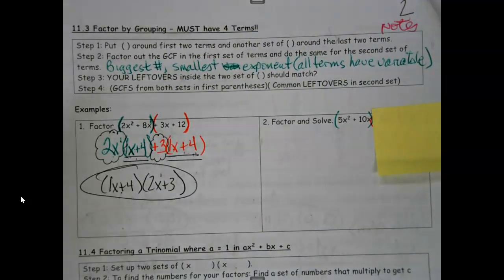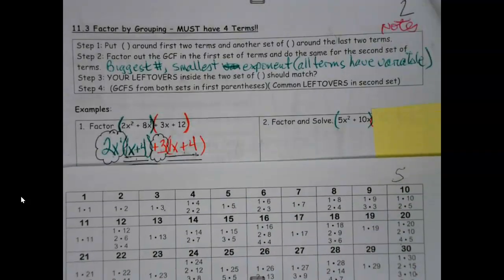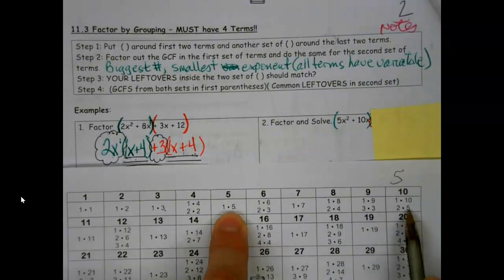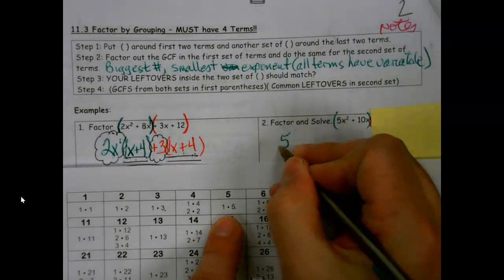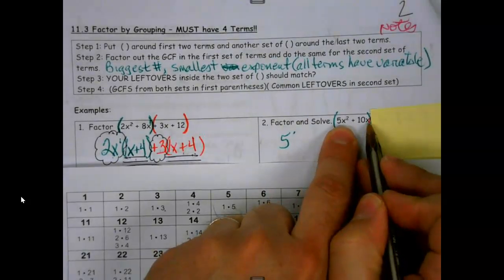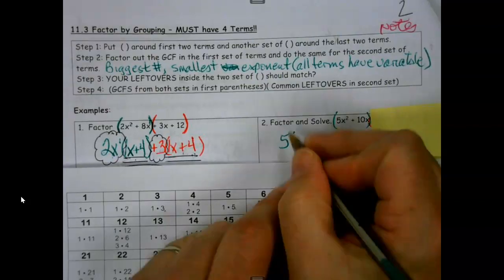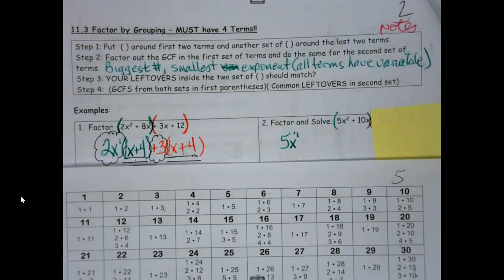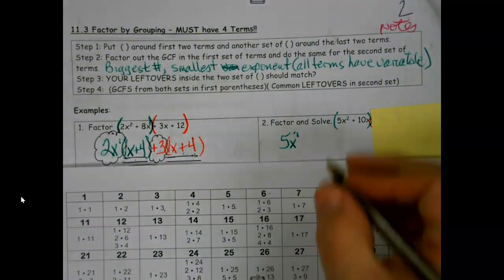And play the same game. 5 and 10, the biggest number in common is 5. They both have x's, so I can take out x. Again, x to the first. Same thing, we're good.